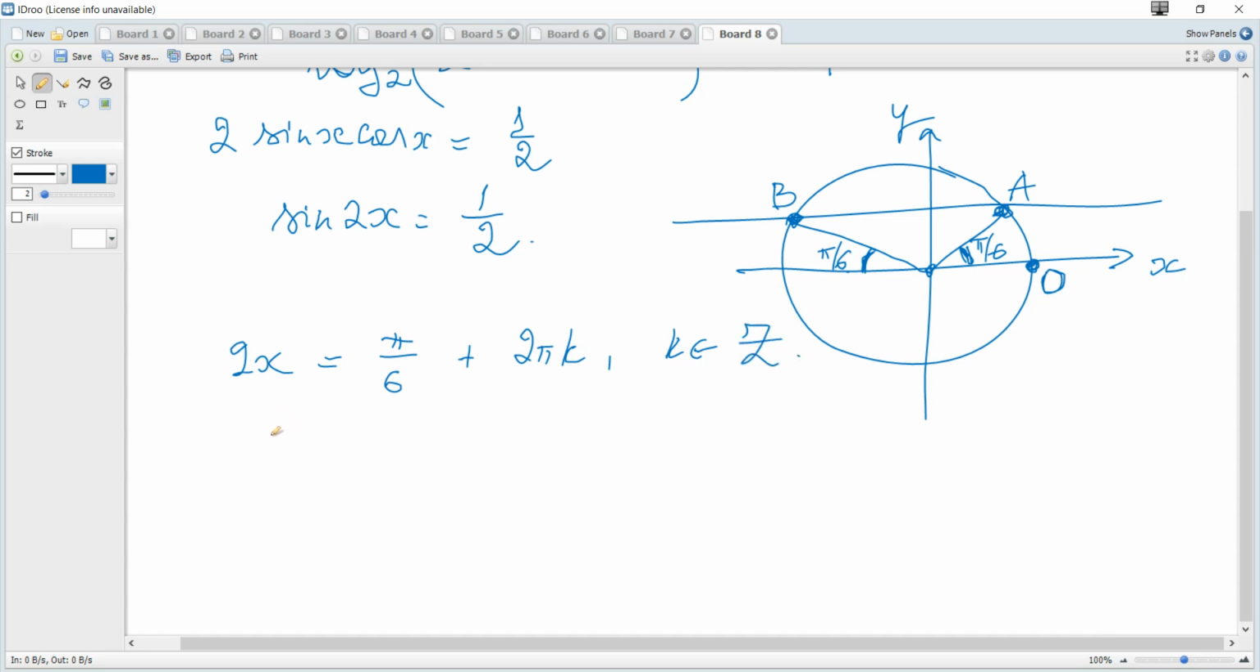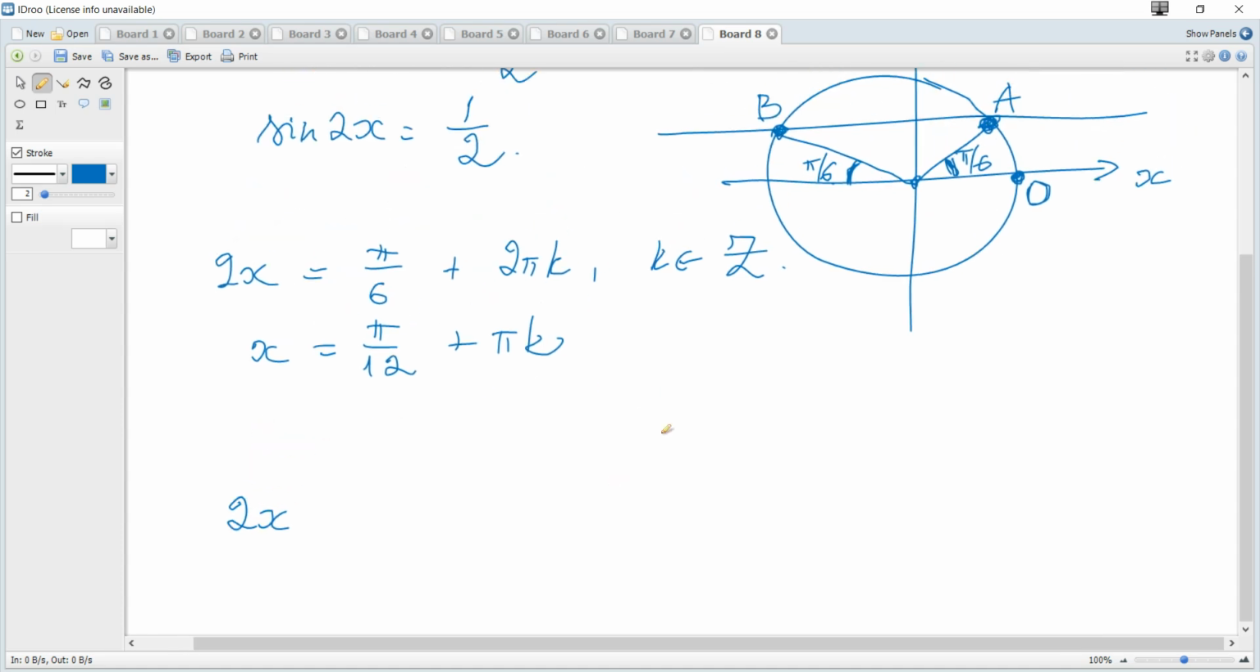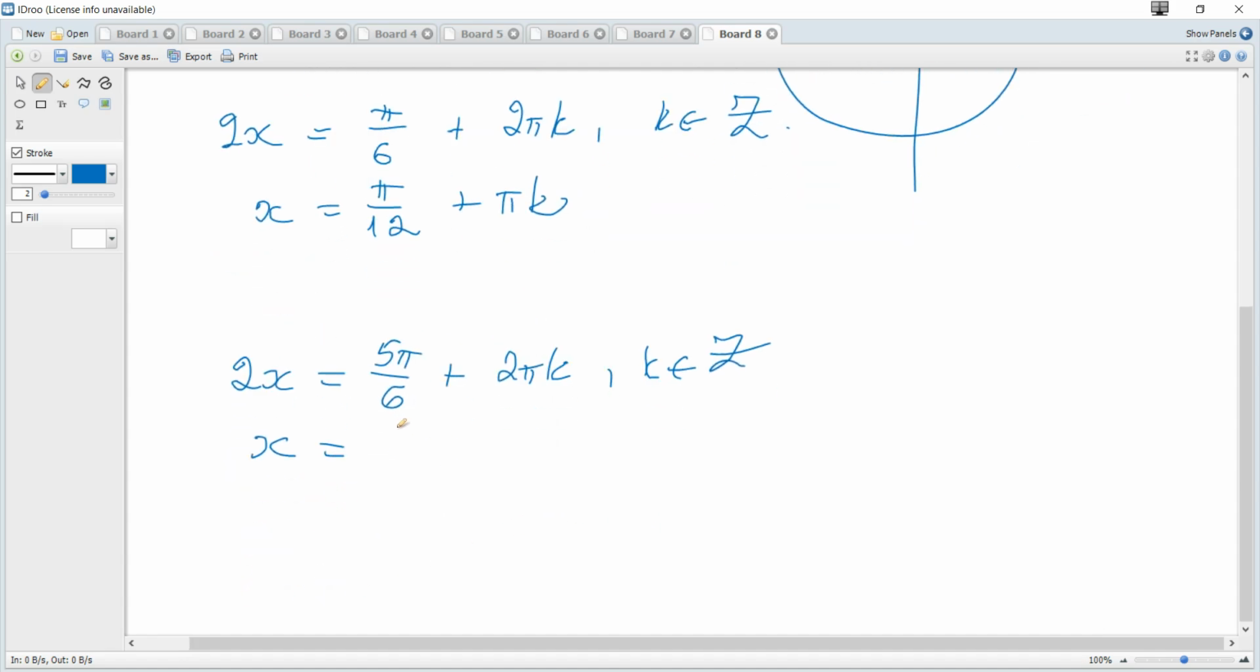And then just solve for x. X is pi over 12 plus pi k. It's the general solution corresponding to point A. Let's write the general solution corresponding to point B. So 2x is what? This angle is what? Pi over 6 less than 180 degrees, so it's pi minus pi over 6. It's 5 pi over 6, also plus 2 pi k. It's also a general solution, and hence x is what? 5 pi over 12 plus pi k.